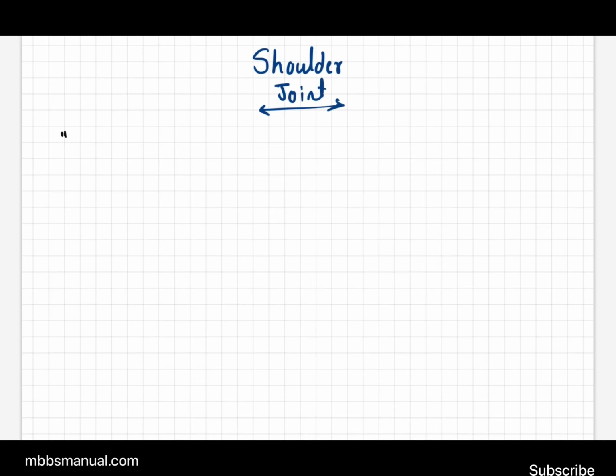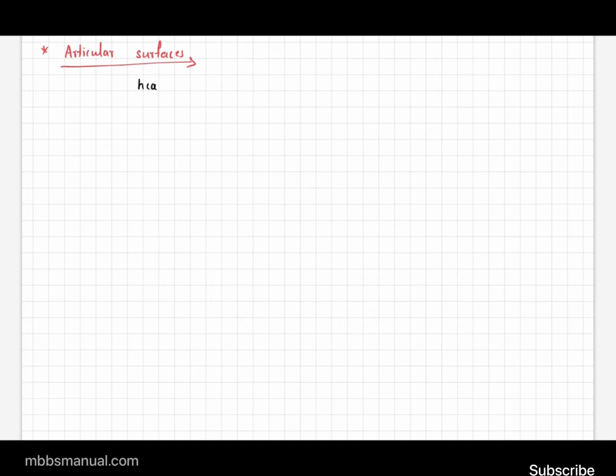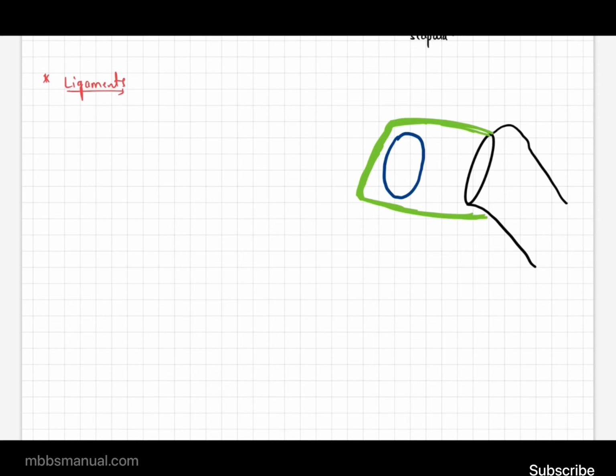Shoulder joint. It is a joint between the head of humerus and glenoid cavity of the scapula. Type. Shoulder joint is a ball and socket type of synovial joint. Articular surfaces, head of humerus and glenoid cavity. And glenoid cavity is deepened by the fibrocartilaginous ring called glenoid labrum.